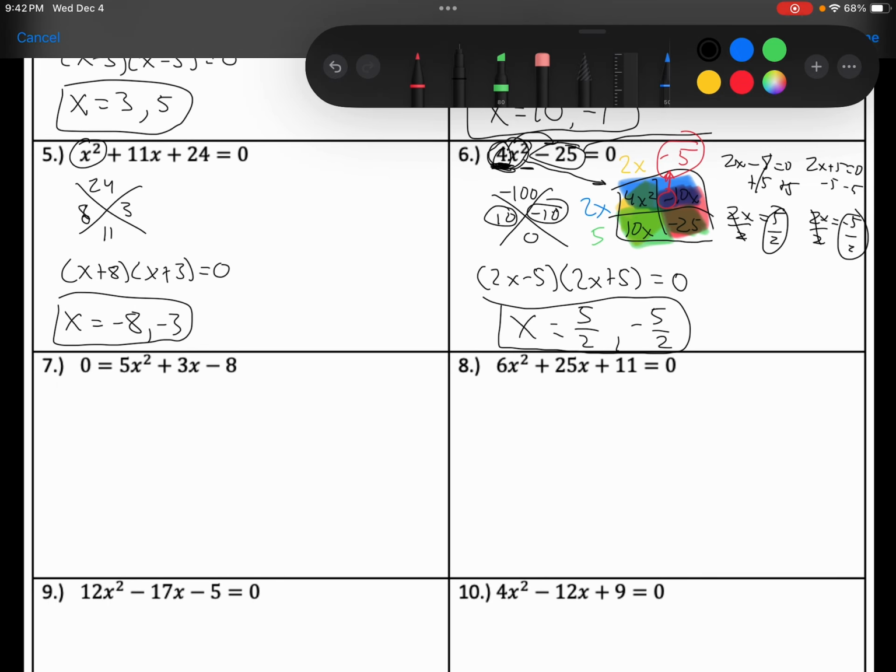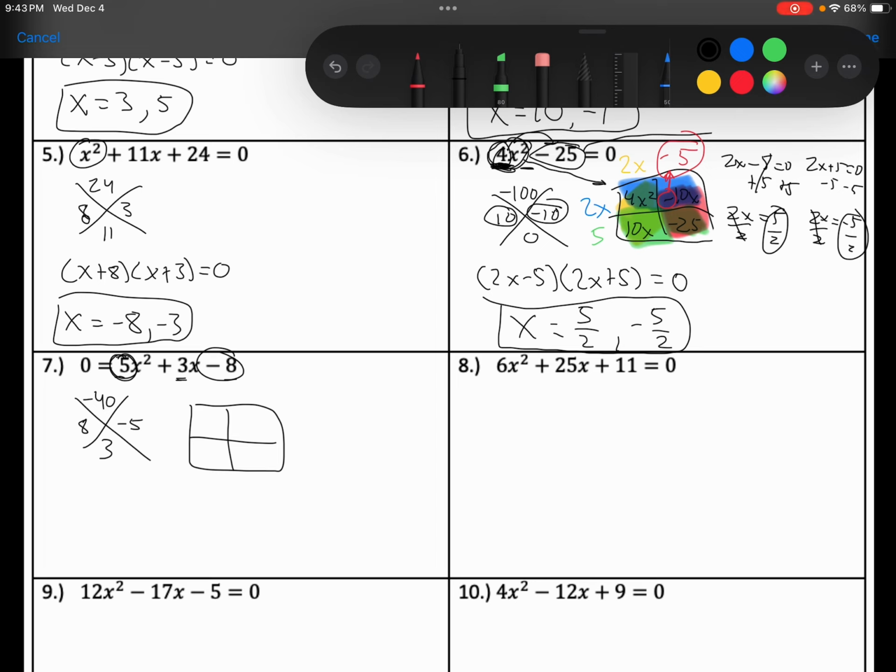Okay, on to number 7. We should again look to see if there's anything in common, but 5, 3, and 8 don't have anything in common, and there isn't x's on every single term, so there is no greatest common factor to take out. Because we have a 5 in front of the x squared, we need to do the x in the box, where 5 times -8 would go on top, which is -40, and then the 3, the middle term, would go on the bottom. So then we're looking for numbers that would multiply to -40 and add to +3, and those are going to be 8 and -5.